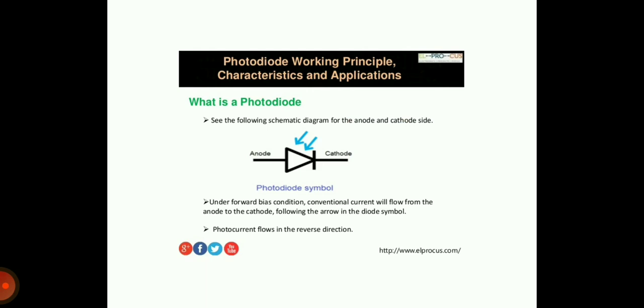See the following schematic diagram of a photodiode. It consists of anode and cathode, and light incident on it is shown. This is the symbolic representation of a photodiode. Under the forward bias condition, conventional current will flow from anode to cathode following the arrow in the diode symbol. Photocurrent flows in the reverse direction. Means when this is connected in reverse bias fashion, then it will detect the light and proportionally current will flow through the device.